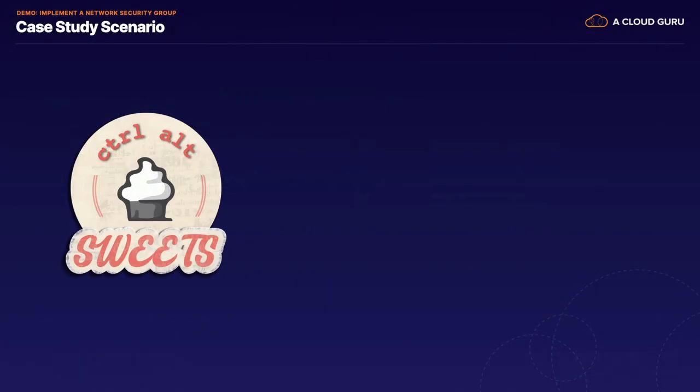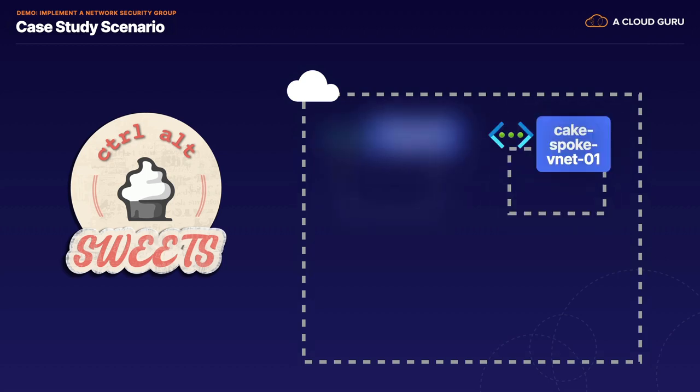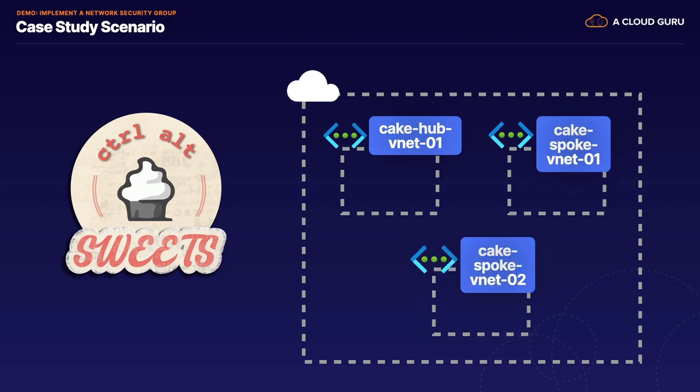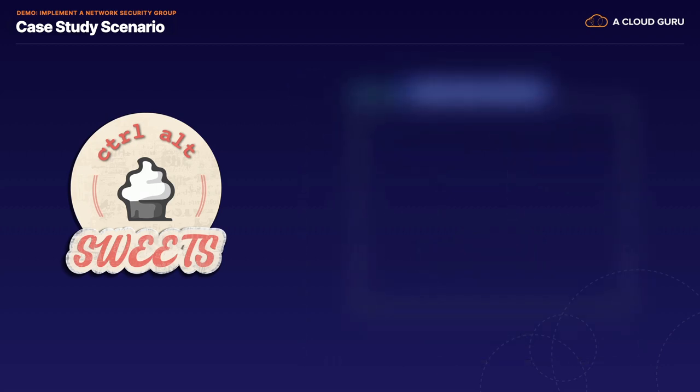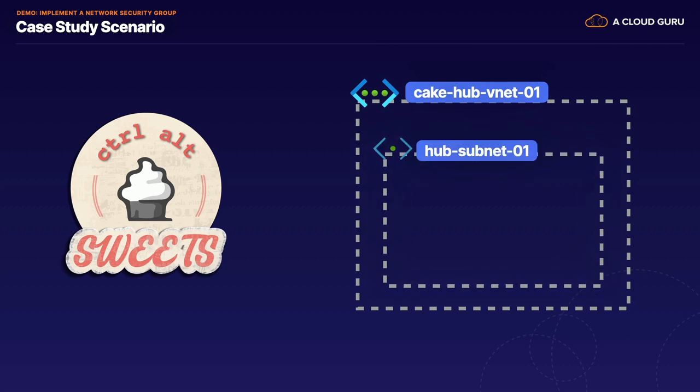So we have our Control Alt Suites organization. And this organization, inside of their Azure environment, and in our case, the Cloud Sandbox for Azure, has multiple virtual networks. We have the Cake Spoke VNet 1, a Hub VNet 1 network, and a Spoke VNet 2 network. And what we're going to be specifically diving into for this demonstration is the Cake Hub VNet network. And this network is our main hub. And inside of this network, we're going to have our Hub subnet. And inside of this Hub subnet, we're going to have a virtual machine.